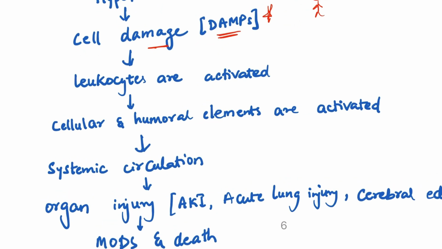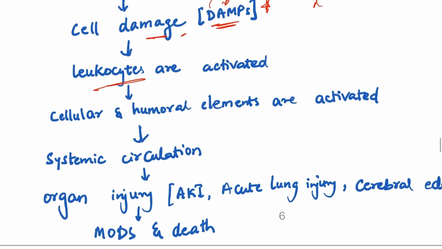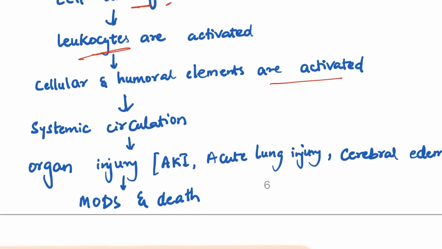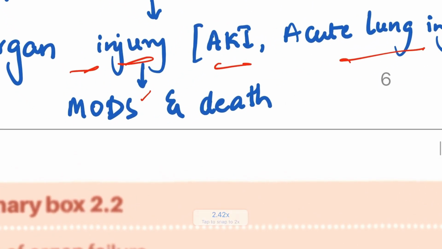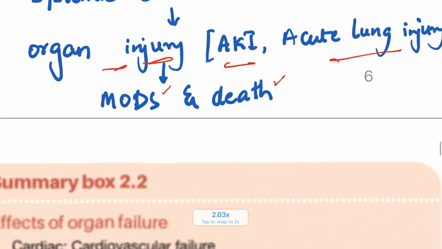Here hypoxia will cause cell damage. This will release damage associated molecular proteins. So the leukocytes are activated and cellular and humoral elements are activated. If these are released into the systemic circulation, this will cause organ injury. Main organs include acute kidney injury, lung injury and cerebral edema, leading to multi-organ dysfunction syndrome as well as death.